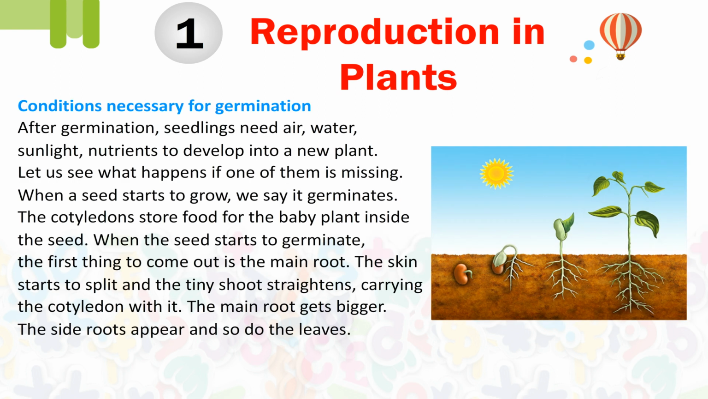Conditions necessary for germination. After germination, seedlings need air, water, sunlight, nutrients to develop into a new plant. Let us see what happens if one of them is missing. When a seed starts to grow, we say it germinates. The cotyledons store food for the baby plant inside the seed. When the seed starts to germinate, the first thing to come out is the main root. The skin starts to split and the tiny shoot straightens, carrying the cotyledon with it. The main root gets bigger. The side roots appear and so do the leaves.